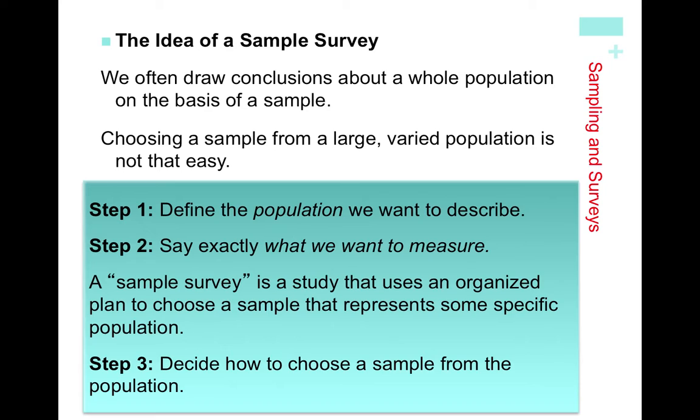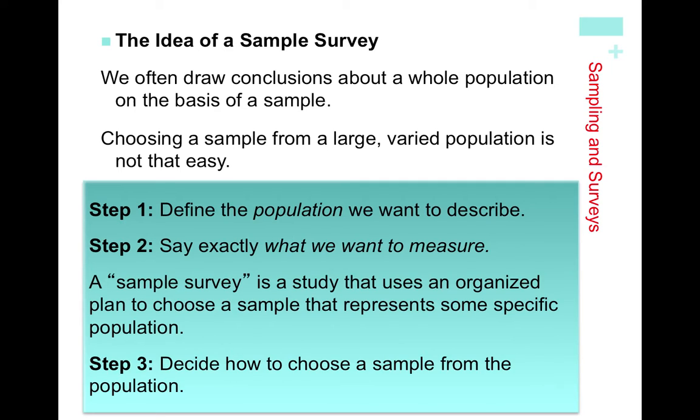Okay, so the idea of a sample survey now. We often draw conclusions about a whole population on the basis of a sample. Think of it like, have you ever tasted a sample of ice cream and ordered a whole cone if that sample tastes good? You would do this because you know that ice cream is fairly uniform, so the single taste does represent what that entire batch or tub of ice cream would taste like. Choosing a sample from a large, varied population is not going to be that easy.